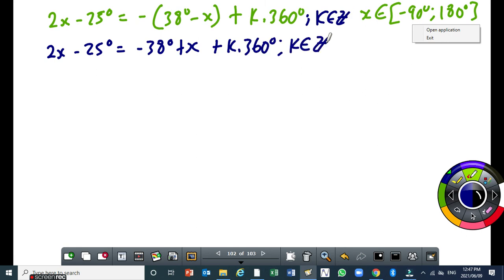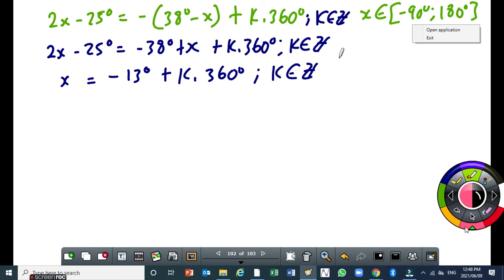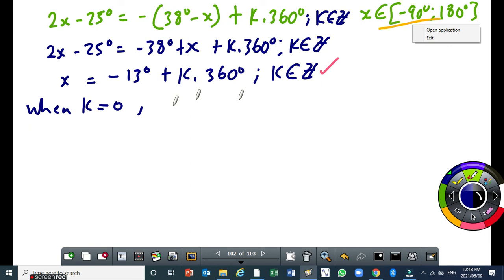Alright? So if I solve this, take the x to the left, we get x on the left. Then if I take the minus 25, I end up getting minus 13 degrees plus k times 360 degrees. Right? So this will be my second general solution. So let me use it to determine the value of x within that interval. So when k is 0, x will be minus 13 degrees. And that minus 13 degrees is in this interval.